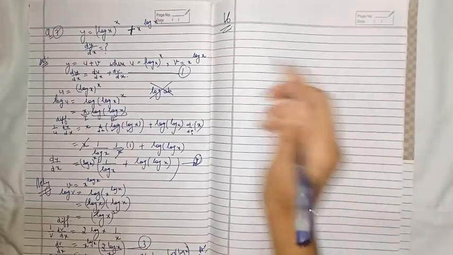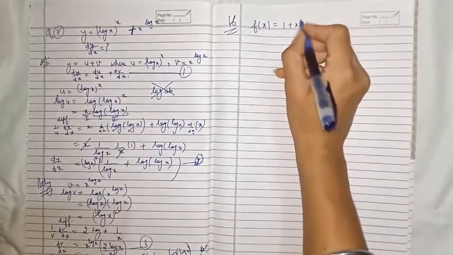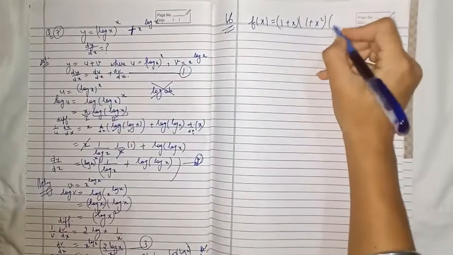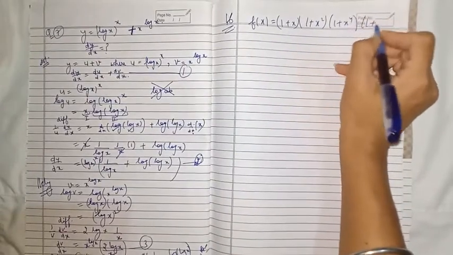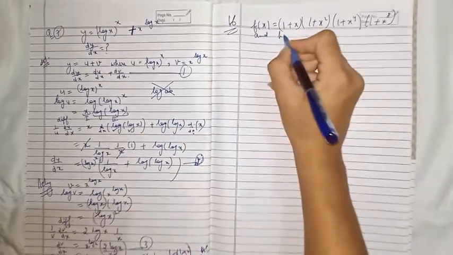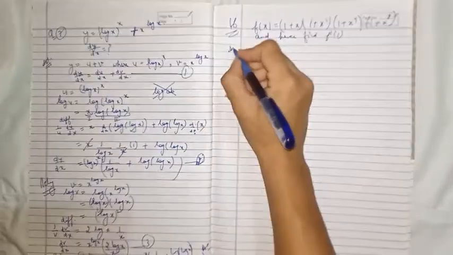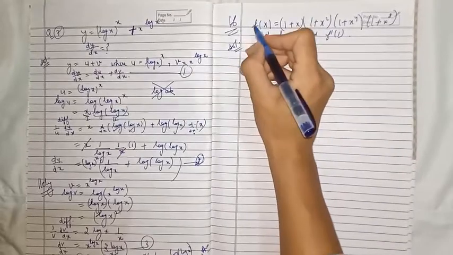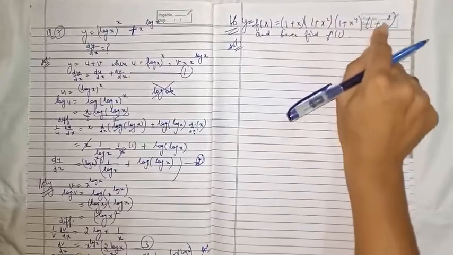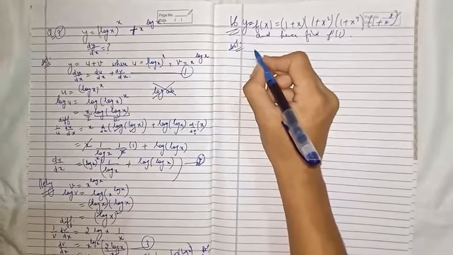Find the derivative of the function given by f(x) equal to (1 plus x)(1 plus x square)(1 plus x^4)(1 plus x^8), and hence find f dash at 1. This is my question. So let us consider this as y. This is a product of 4 functions. I'll take log on both sides.